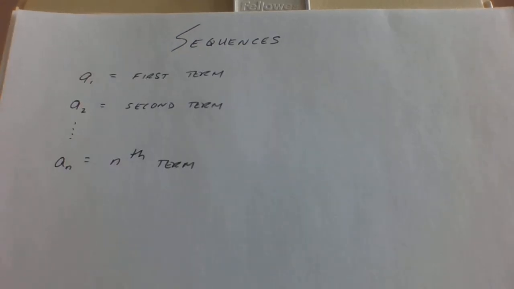For our next topic, we're going to take a look at sequences. Let's talk about some basic notation in this section. A sub 1 is going to represent our first term. A sub 2 is going to represent our second term. And this pattern is going to continue. We're going to let a sub n represent our nth term.